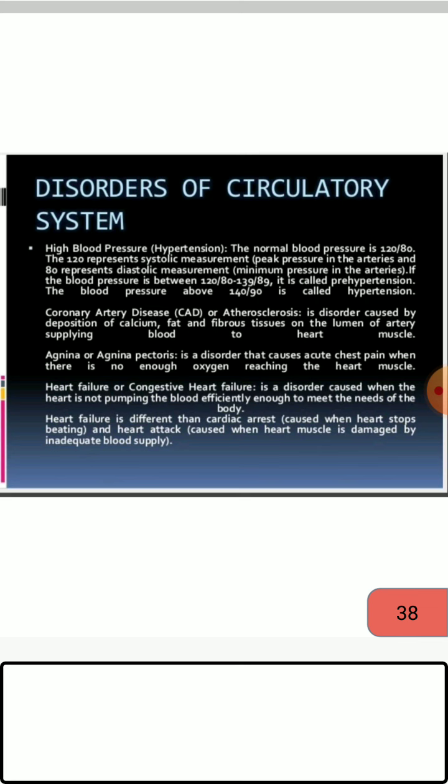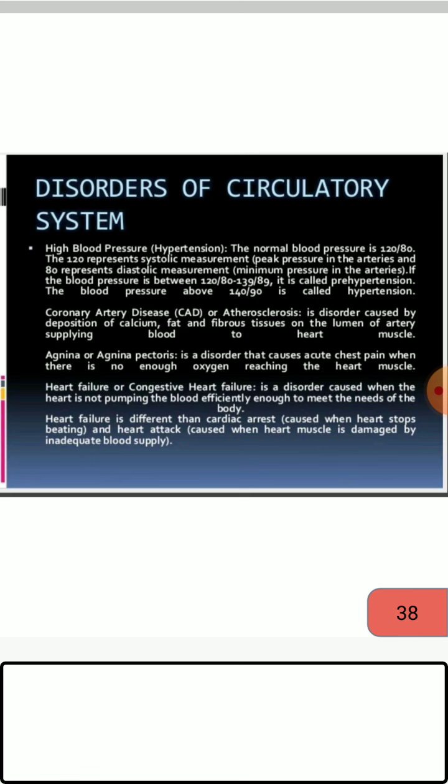And next is angina or angina pectoris. It is a disorder caused by acute chest pain when not enough oxygen reaches the heart muscles. That is angina or angina pectoris.